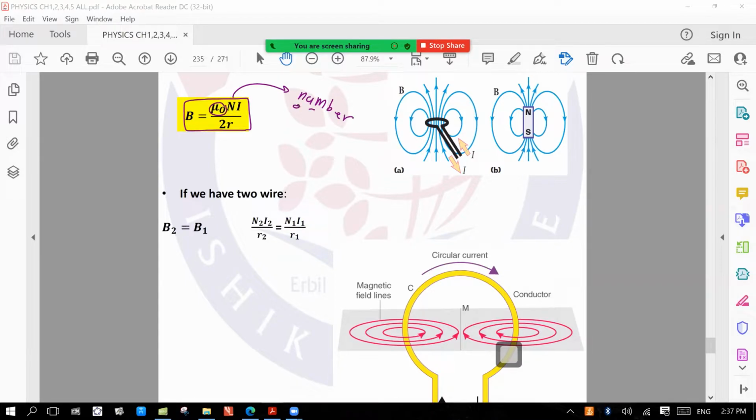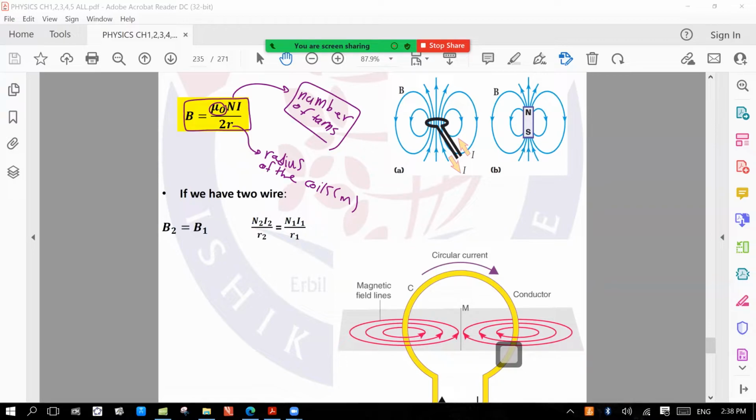Number of turns. How many loops you have, how many circles you have. And I stands for the current, you already know that. R stands for the radius of the coils, which is the unit of it, it must be meter. And for the number of the coil, it's just a number, we don't have a unit. You know already the unit of the current, and you know the magnetic field. Now it is for the coil.